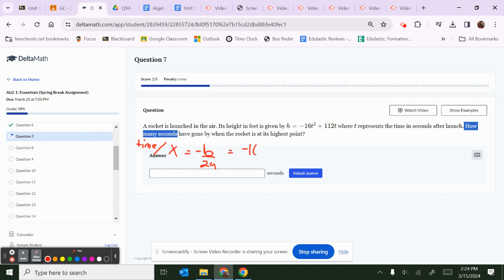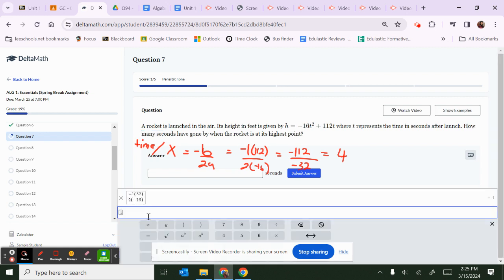All right. So negative 1 parentheses over 2 parentheses. Your b is 112. Your a is negative 16. Negative 1 times 112 is negative 112. And 2 times negative 16 is negative 32. And I believe that negative 112 divided by negative 32 is 4. All right. I believe. But again, you can use your calculator to validate if this is correct.